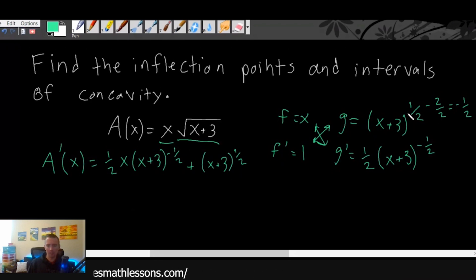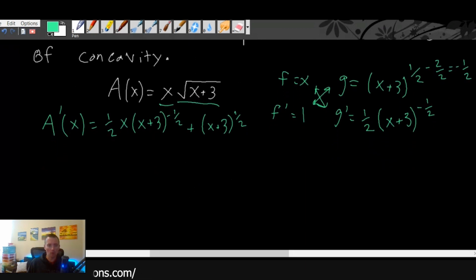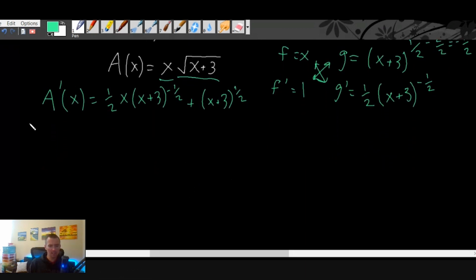1 times it isn't going to change it, so we don't have to write that out. Then, like I said, we need to find the second derivative. So now we need to find the derivative of this here. The second derivative is always just going to be the derivative of the derivative. There's two different ways we could go about solving this.